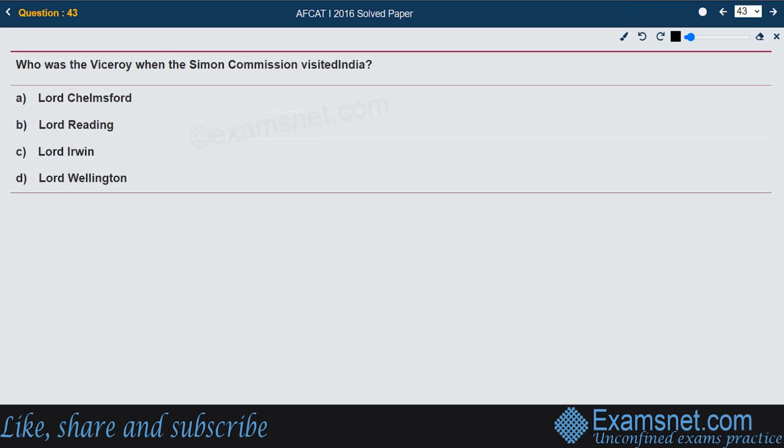The question is, who was the viceroy when the Simon Commission visited India? And the right answer to this question is Lord Irwin. The Simon Commission was established under the guidance of the Viceroy Lord Irwin, by the Council of India. It was established when the Viceroy was Lord Irwin. So the right answer is C.